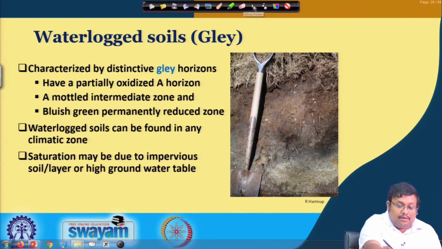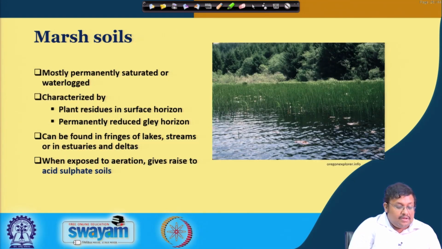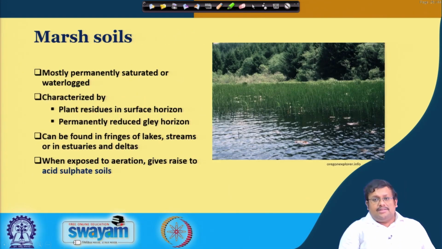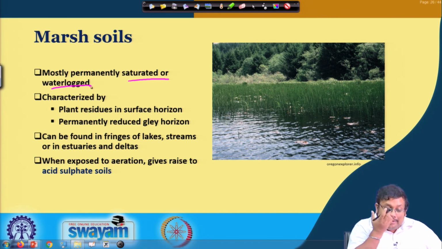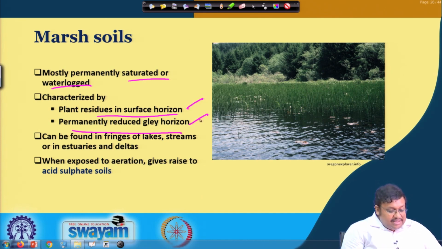Now, another type of soil is marsh soils. Marsh soils are mostly permanently saturated or waterlogged soils. They are not periodically saturated, they are permanently saturated for quite a long period of time, and they are characterized by plant residue in the surface horizons. Obviously, they do not decompose easily, and there are permanently reduced gley horizons. They can be found in fringes of lakes, streams and estuaries and deltas. So, the areas which are submerged with water more or less throughout the year show these marsh soils.